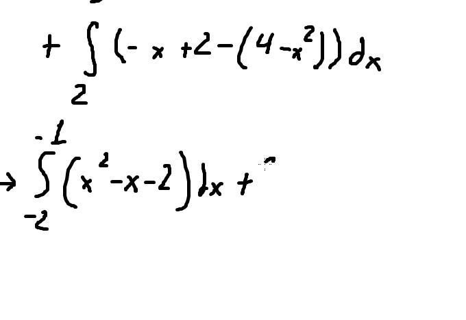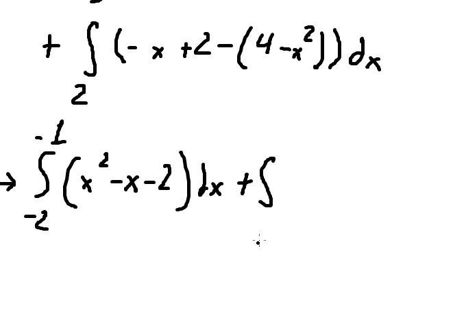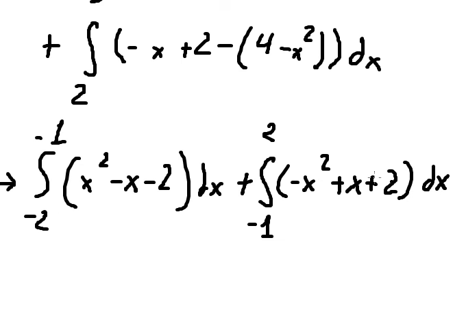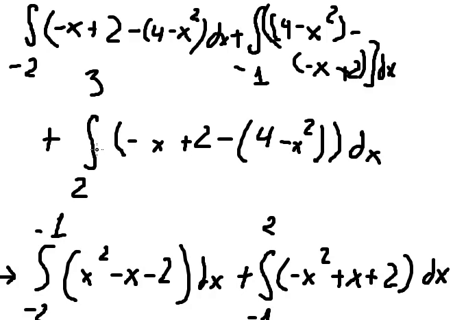The second one, we have from negative 1 to positive 2. So this one we will have negative s squared plus s plus 2. And the last one, that should be from 2 to 3.